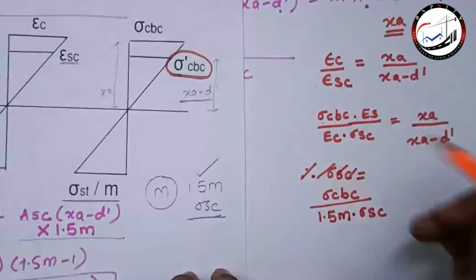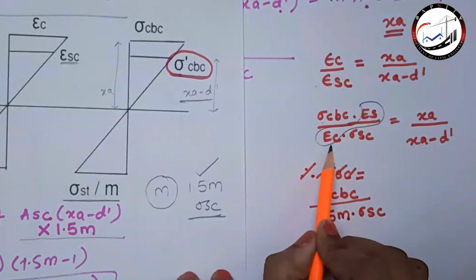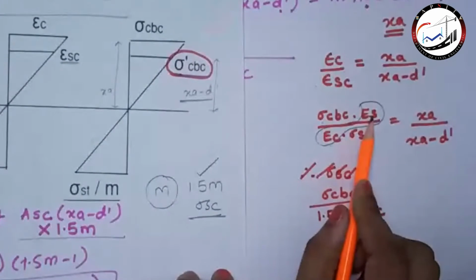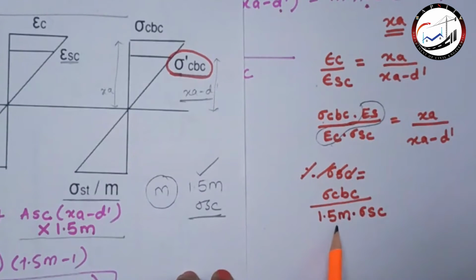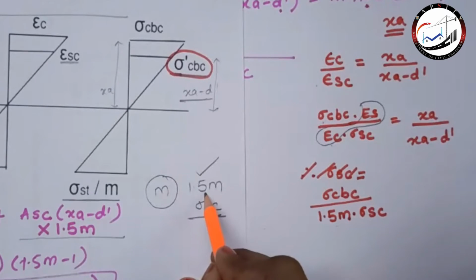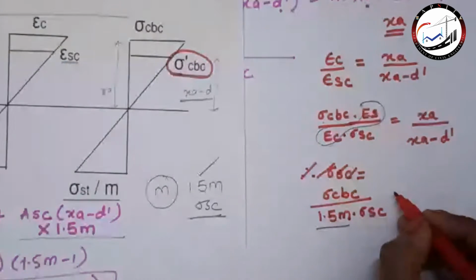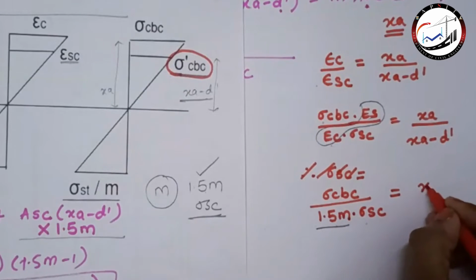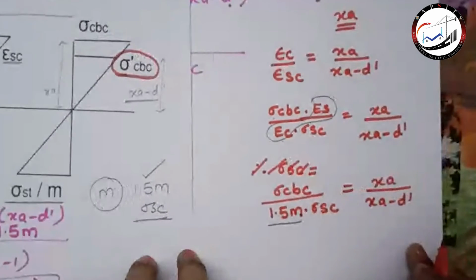What did I do? Look again, this term, modulus of elasticity of concrete divided by modulus of elasticity of steel. I know that this is the modular ratio. So I wrote it as the modular ratio, and I know it has to be multiplied by 1.5, because it is specified in the IS code. So 1.5 m, and this sigma SC remained as it is, so I wrote sigma SC as it is. This is equal to XA upon XA minus D dash. So I get this term.